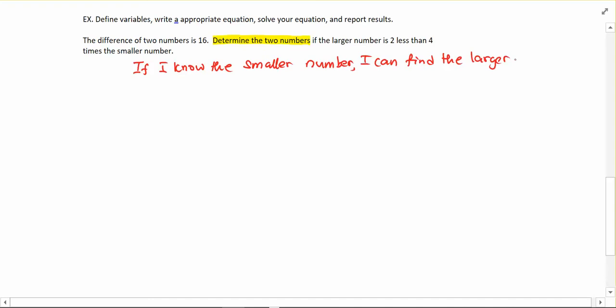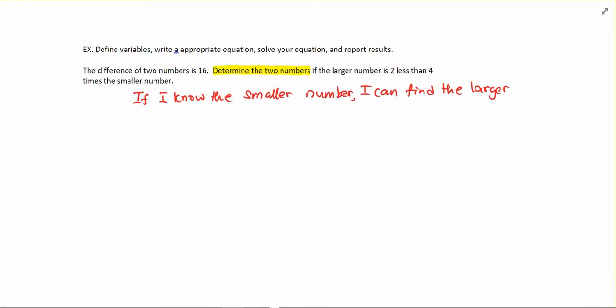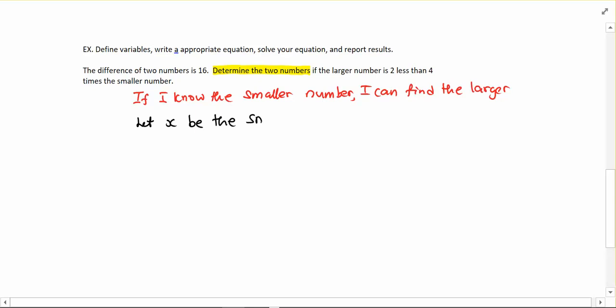Right? So I can clearly see that if I know the smaller one, then I'm going to take 4 times the smaller one and take away 2, and I got the larger number. So I'm going to set up my let statement as the smaller number. So I don't know two things. I'm going to start with the smaller number. I'm going to say let x be the smaller number.